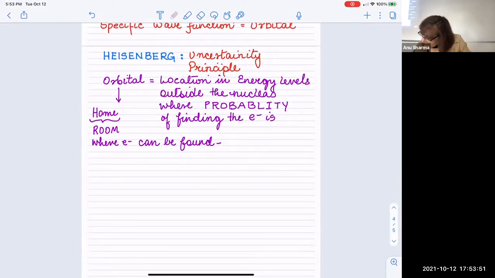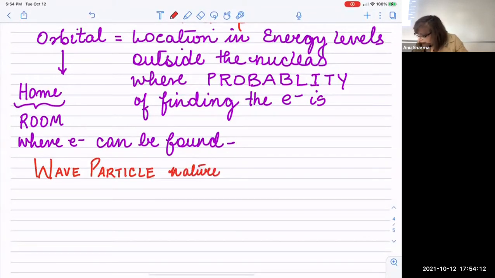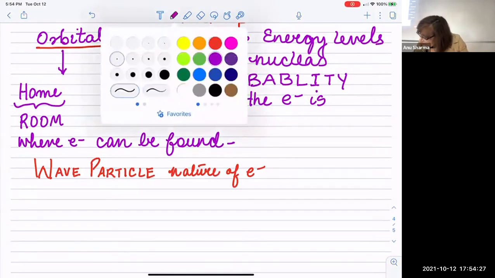They said that, okay, Heisenberg said the electrons exist as waves and electrons exist as particles. So the electrons can exist as both. Wave-particle nature of electrons. So these are small waves that are found in the orbital, and that orbital is that region in space. It's a location in the energy level outside the nucleus where the probability of finding the electrons is maximum.